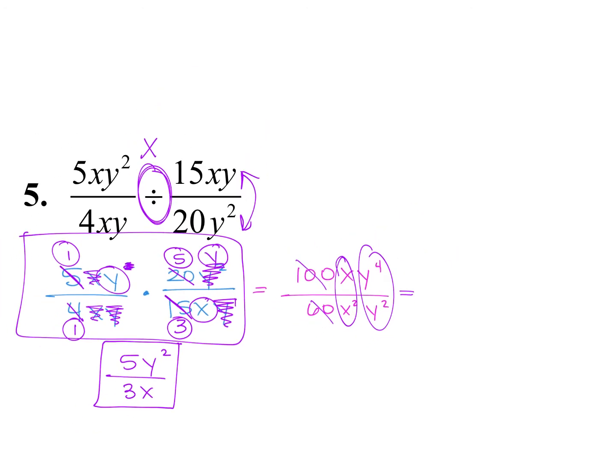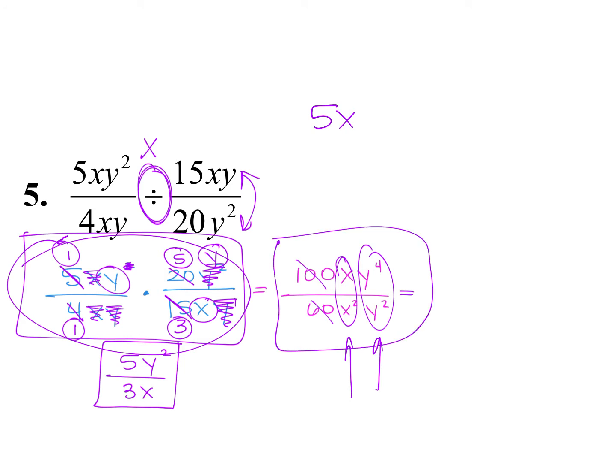Simplify. Yeah, so if you have 5, do you want me to do it here, or do it with the way I first did it? The one that is second. So 5xy squared over 4xy times 20y squared over 15xy.